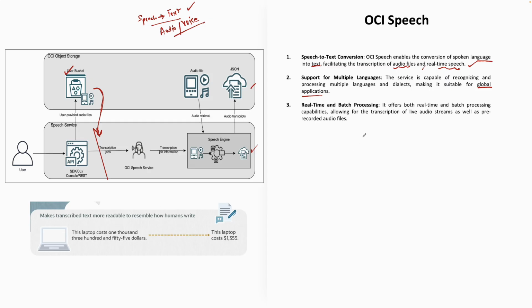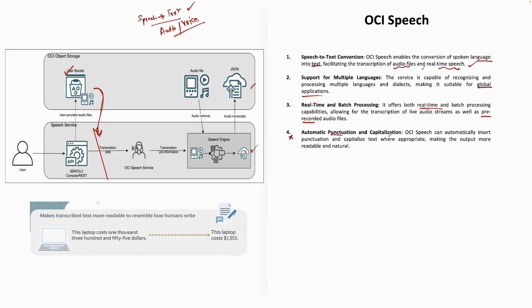As I discussed in the very first point, it allows real-time and batch processing. So it offers both. Real-time is like right now, I'm speaking, and it is able to detect my speech and convert it into text. And batch processing is more like pre-recorded files, as we talked about. Say you have a file inside the OCI object storage, and you are passing it over to the OCI Speech service, which uses the speech engine and then creates a text file and a JSON file. Pretty simple.